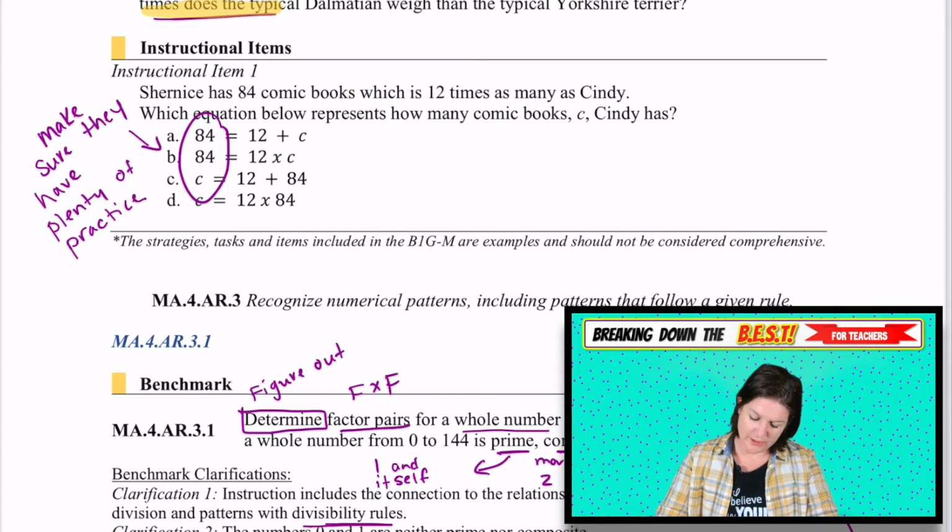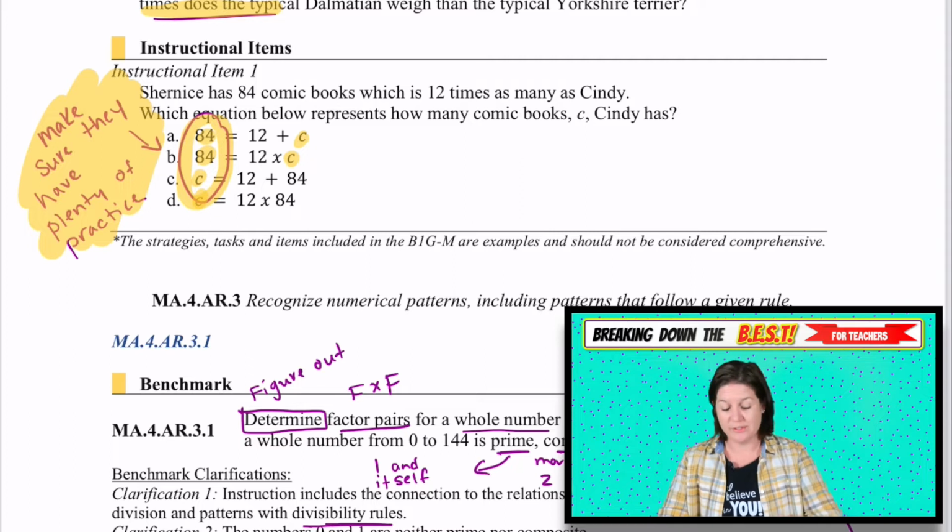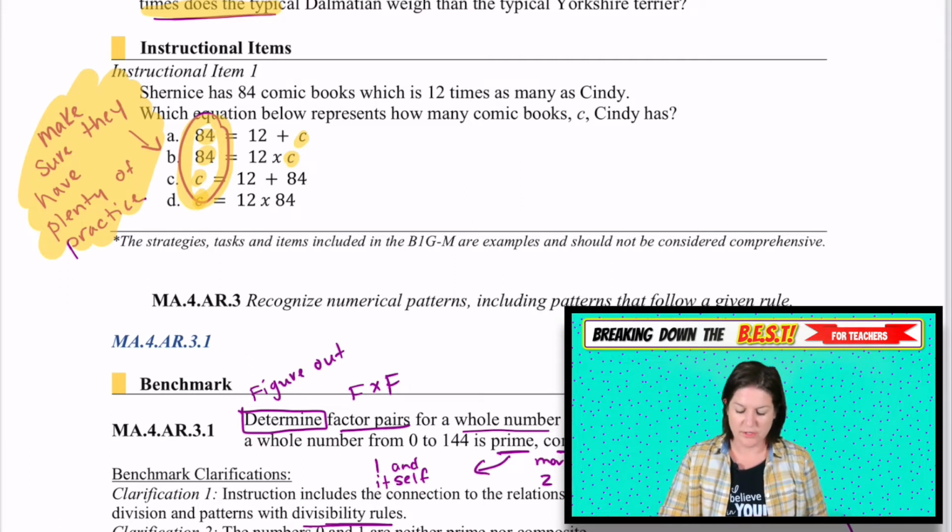Here with this one, I just said, notice here how the sum, the product, and the unknowns are in a variety of types. So make sure they have plenty of practice with, not really the sum, because for this standard it's the product and the quotient, but making sure that they have practice with the product and the quotient showing up on the left side. All right, y'all. I think that's it for the standard.